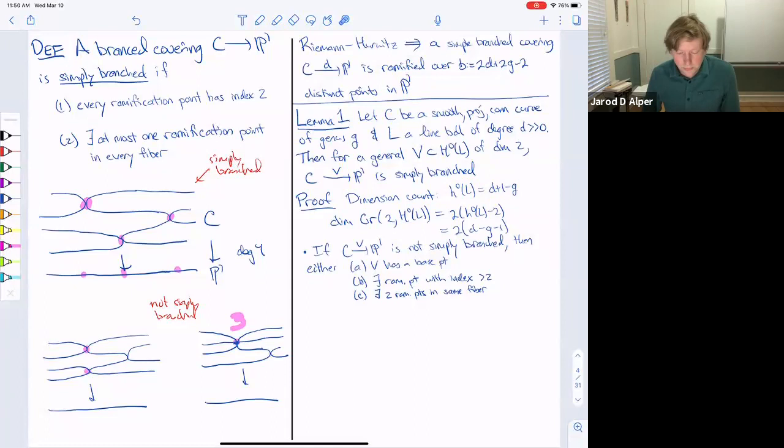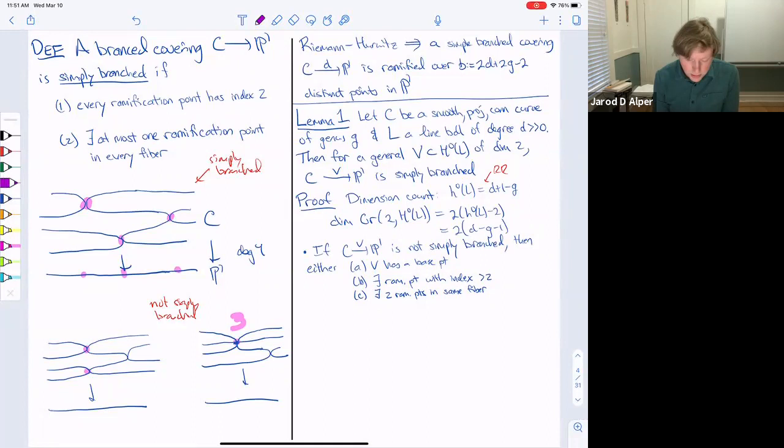The argument, I won't go through it in full detail, is just a dimension count. By Riemann-Roch, the dimension of global sections of L is d plus one minus g. And so the Grassmannian of two planes in this vector space has dimension 2d minus g minus 1. The strategy is to show that the conditions saying that it fails to be simply branched are lower dimensional. So what we need to show is that if the cover is not simply branched, then either there's a base point, or there's a ramification point of index greater than 2, or there's two ramification points in the same fiber. Each of these needs to be treated separately.